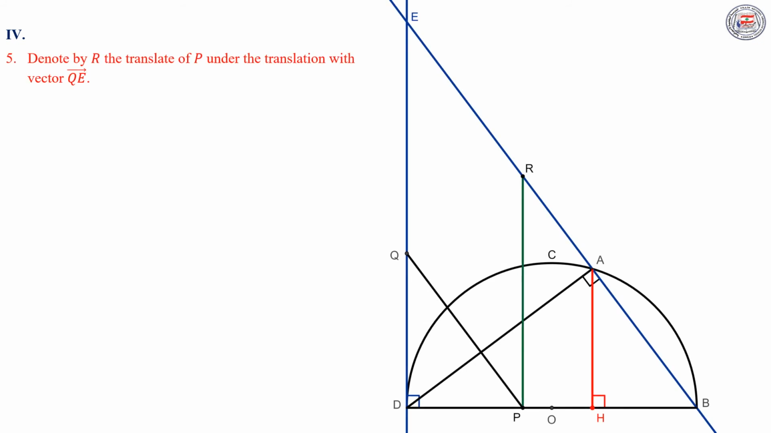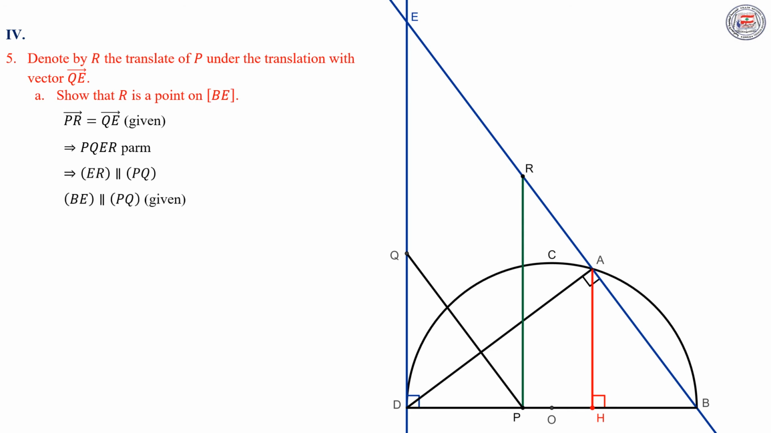In part 5, denote by R the translate of P under the translation with vector QE. In part A, we have to show that R is a point on BE. In order to show that R is a point on BE, we have to prove that the points B, R, and E are collinear. We have from the given vector PR equal vector QE. Then we can deduce that PQER is a parallelogram, and the opposite sides in a parallelogram are parallel. Then ER is parallel to PQ.